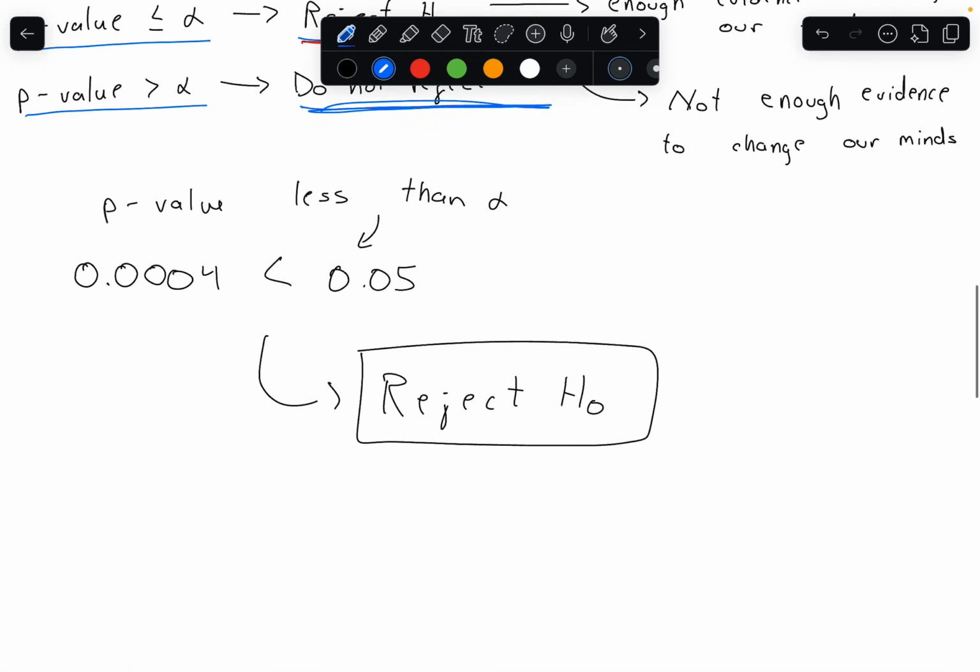So if I was going to talk about what this decision means within the context of the problem, I would say something like, there is enough evidence, because there was enough evidence to change our minds. So there is enough evidence to support that. And I want to go back and talk about what we were referencing in the problem. What's the question that we were asking? What's the claim that we were making?